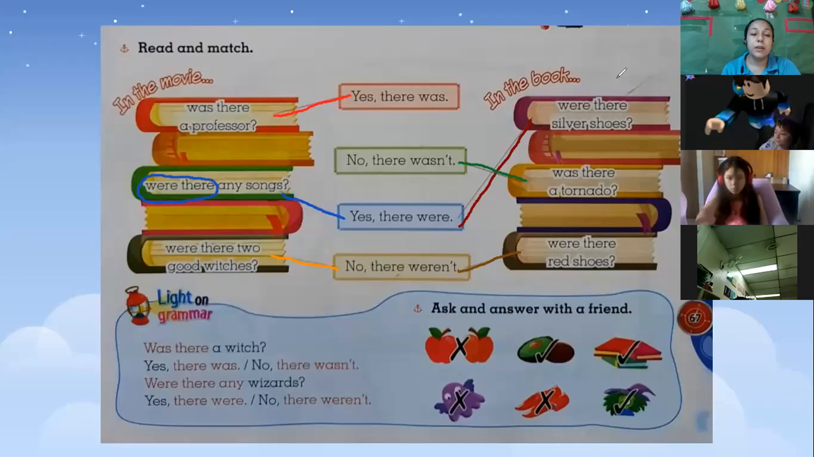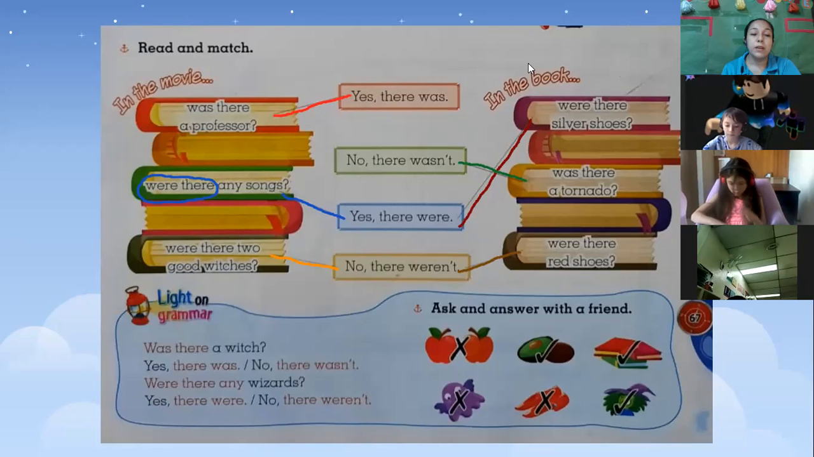Yes, okay. So let's see, light on grammar. Was there a witch? So we have two options. Yes, there was, no, there wasn't. One of these is affirmative, the other one is negative. Una es positiva o afirmativa y la otra es negativa. Sí había, no había. Were there any wizards? ¿Habían algunos magos? Yes, there were, no, there weren't. Sí habían, no había. Okay. So now we practice.